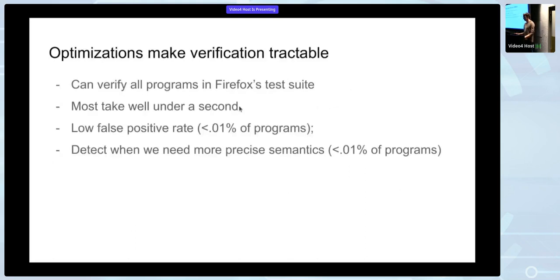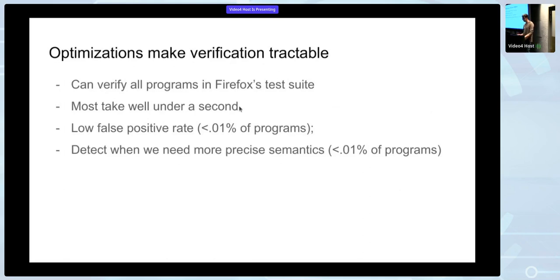So with all of these optimizations we have implemented, there's many others that I don't have time to go into. We're able to verify all of the programs in Firefox's test suite, most of which take well under a second. And because of this sort of semantic refinement technique, we have a very low false positive rate. We have a very low percentage of programs that we can't handle.